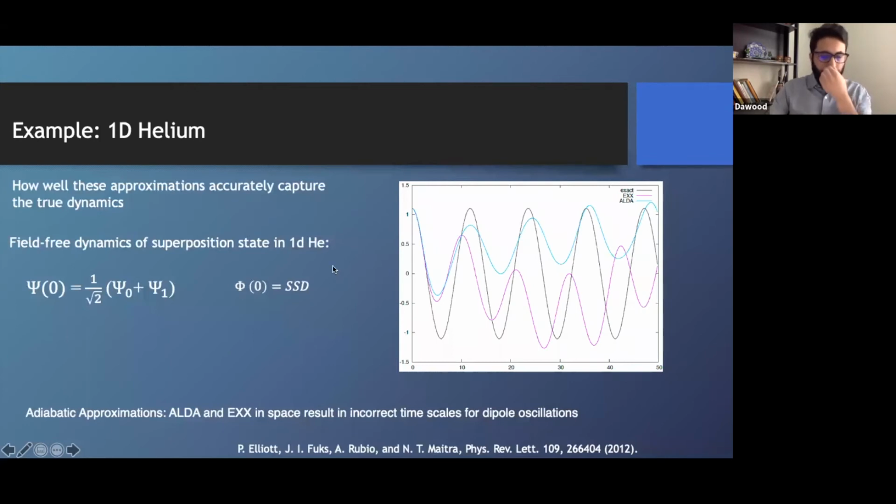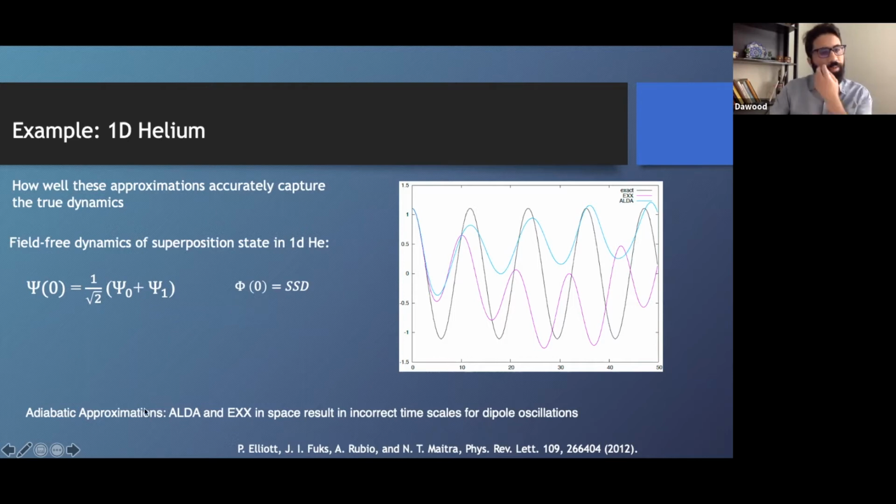Okay, here is one example of such a study. We start with a one-dimensional helium atom with two electrons, solve the time-dependent Schrodinger equation for it, and get the real density and the eigenstates. We form our initial state as a 50-50 superposition of the ground state and the first excited state, and consider the field-free dynamics of this superposition state. For the Kohn-Sham initial state, we use a single Slater determinant to reproduce the density and its longitudinal component of the current.